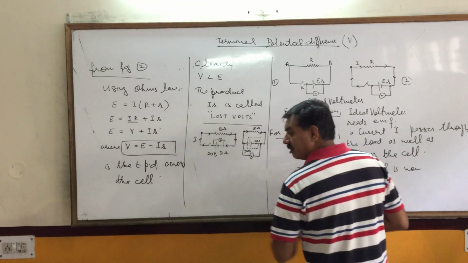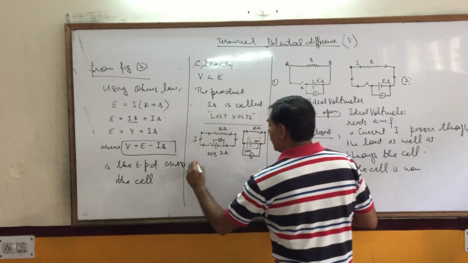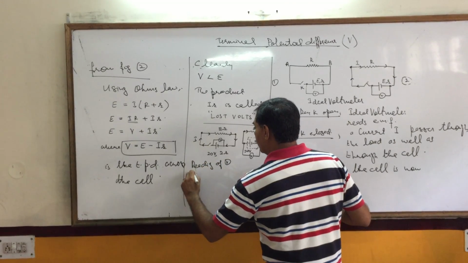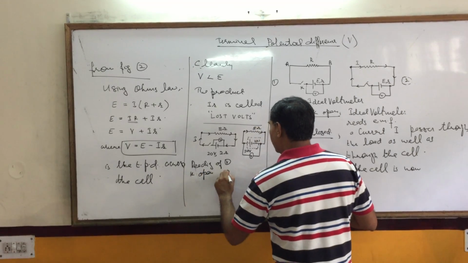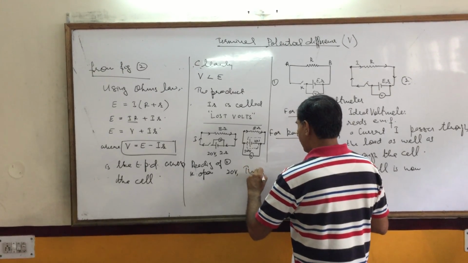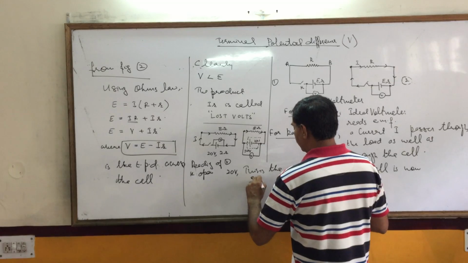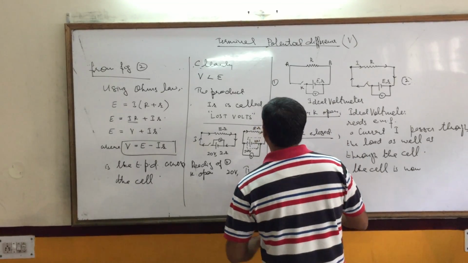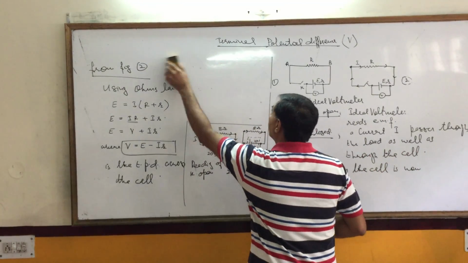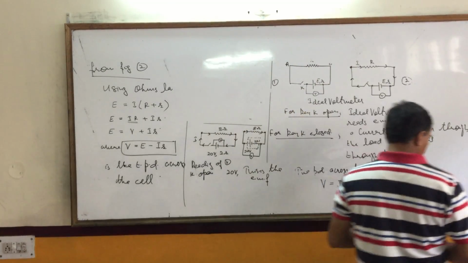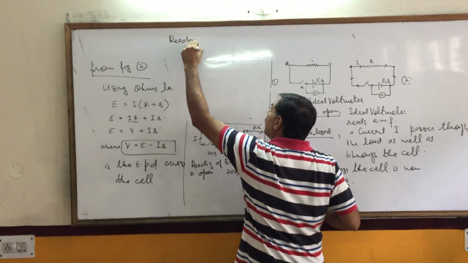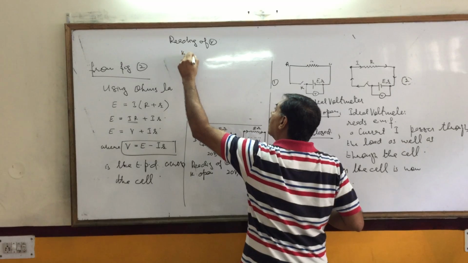On similar lines, reading of voltmeter with key open: 20 volts. This is the EMF. Reading of voltmeter with key closed.